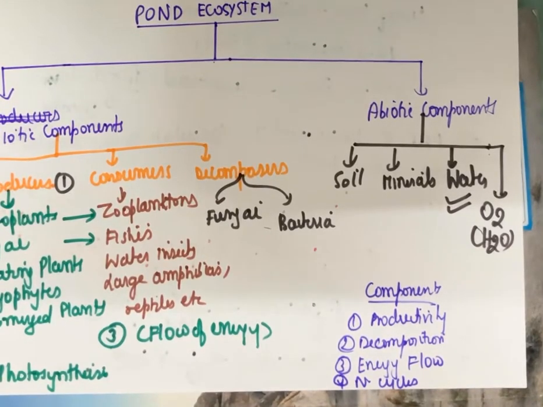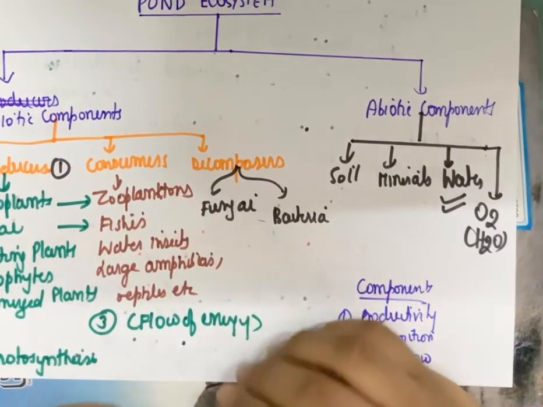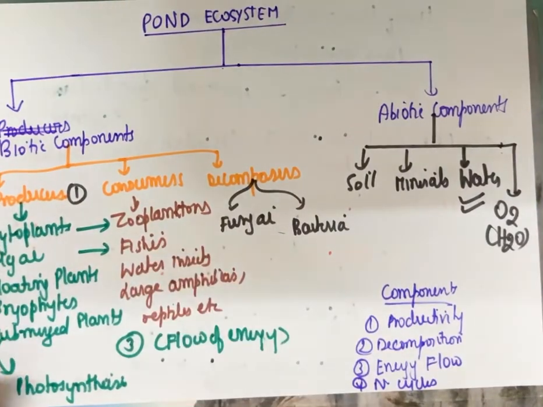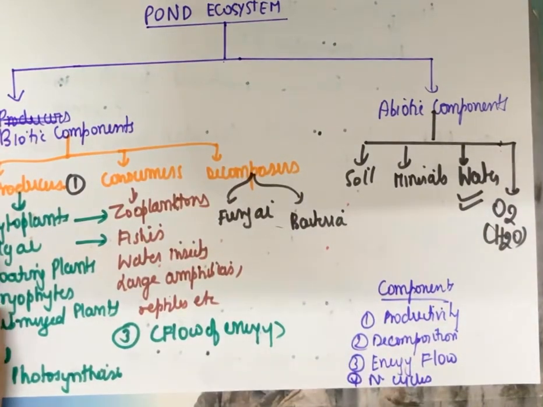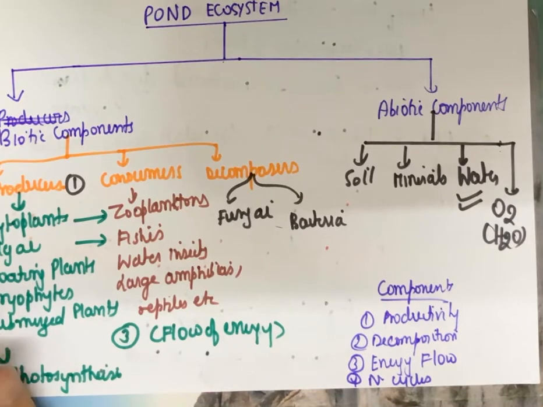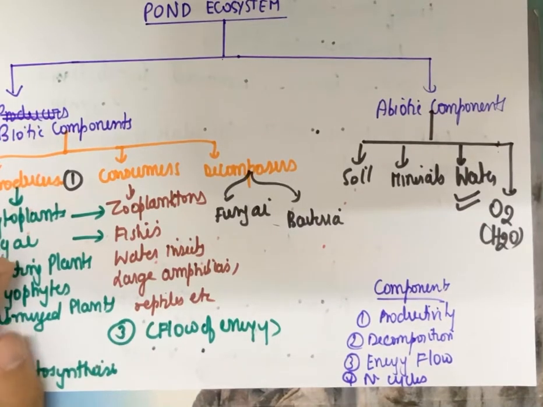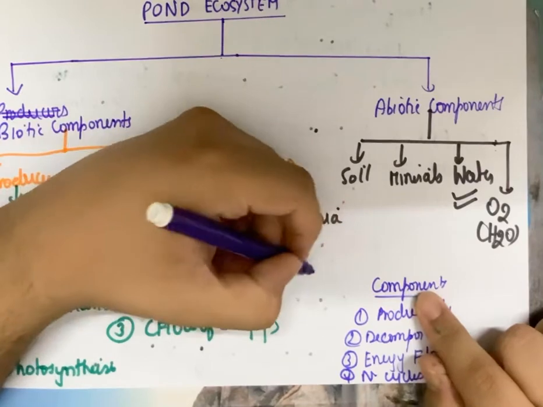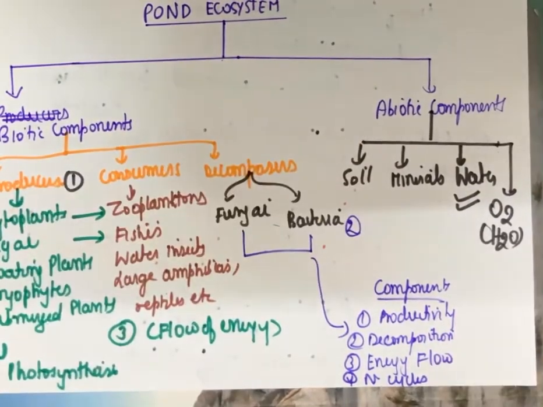Now let's come to component 2. When the producers and consumers die, or when they excrete their fecal matter, those will contain some amount of food remains. Undigested, unabsorbed food remains will be there. Those will be converted by these decomposers to inorganic minerals and nutrients once again. So hence these decomposers, the fungi and bacteria, are undergoing this process of decomposition. So process 2 is also fulfilled.